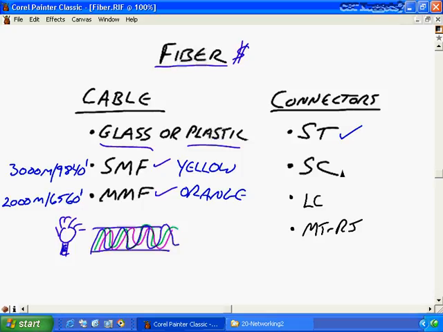And then we also will have an SC. This is going to be a square connector type, and it uses a latching mechanism so that you can't pull out the cable unless you depress or unlock that latch that connects it. And we'll look at pictures of these here in a little while.